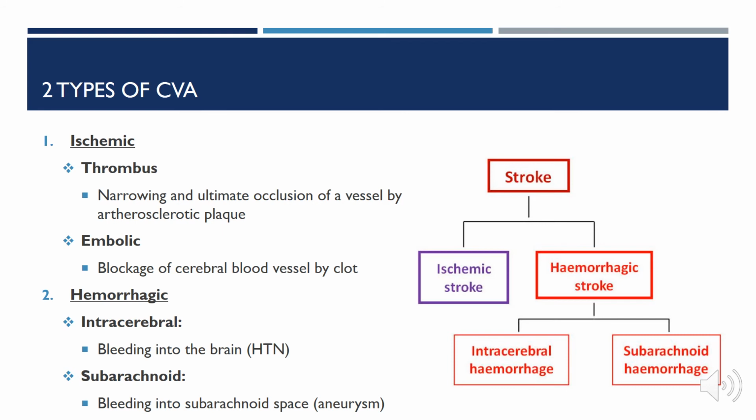Then when we have hemorrhagic, there's intracerebral and subarachnoid. Intracerebral is bleeding into the brain, which usually is caused by hypertension. And then subarachnoid is bleeding into the subarachnoid space, which can be from an aneurysm or a bursting of one of those vessels.